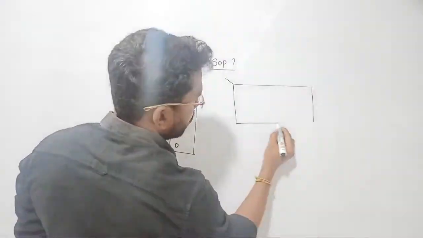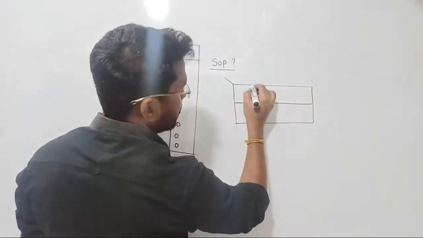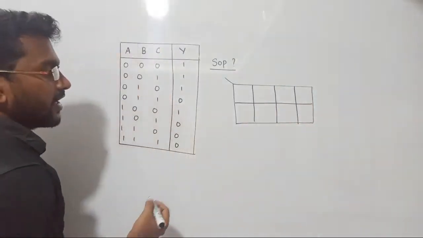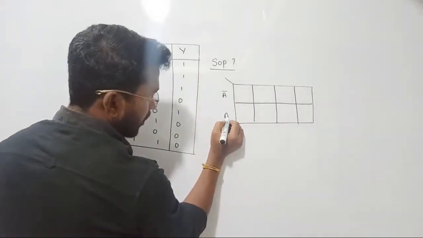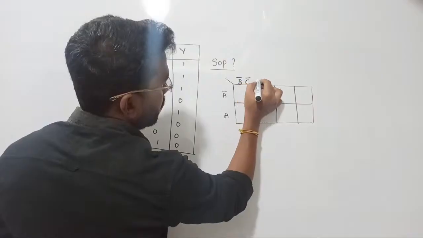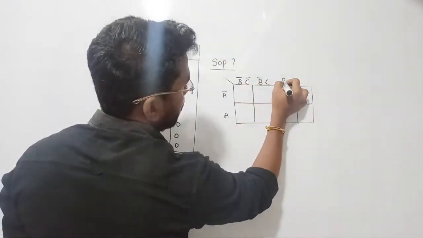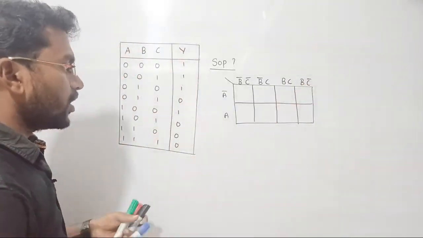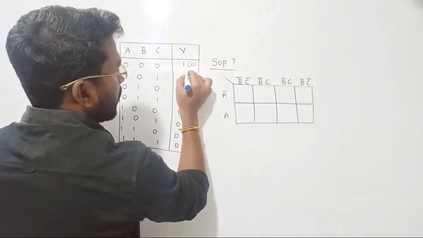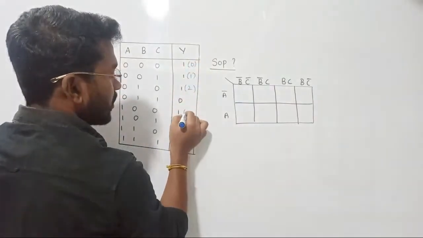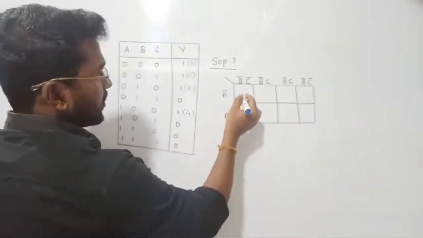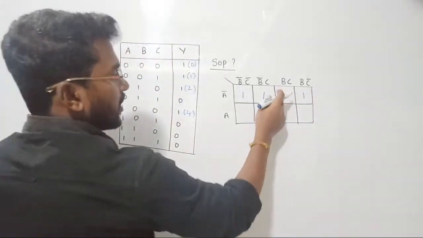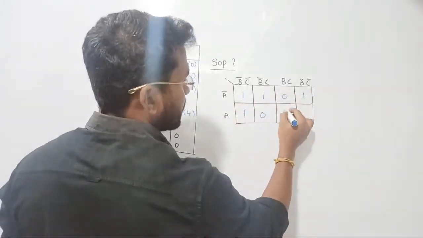Since we have 3 variables, we have to consider 8 cells, 2 power 3, right? We know how to do the things. Now let's write: this is going to be A bar, this is A, and B bar C bar, B bar C, BC, BC bar. So let's put the values into the function. Here, what have they given? 0 is available, 1 is available, 2 is available, 3 is not there, 4 is available, and 5, 6, 7 are 0. So for 0 we put 1, for 1 we put 1, for 2 we put 1, this is 3, this is 4, we put 1, and the rest are going to be 0.